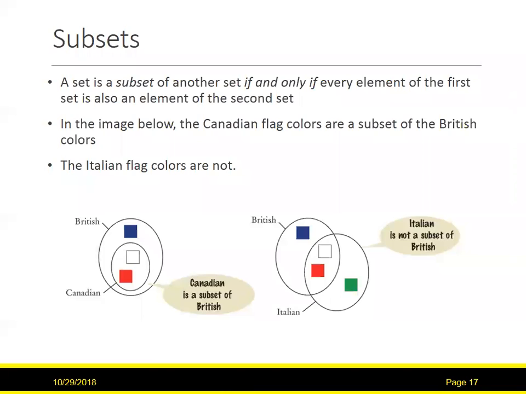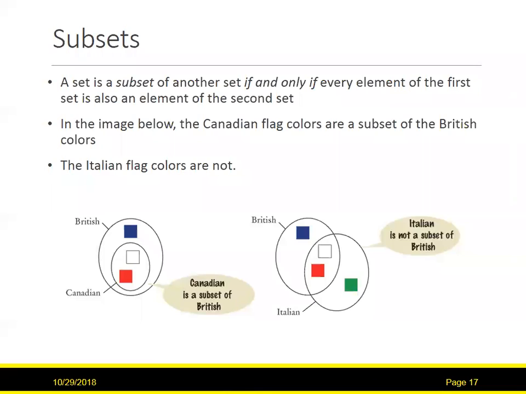And it also is a subset of Italian. Okay. So it says the Canadian flag is a subset of the British flag. Yeah, it is. Oh, the Italian flag is not a subset of British. I'm sorry. I thought we were still working on Canadian. Italian is not a subset because it contains green, that one contains blue. A subset is all elements of it.